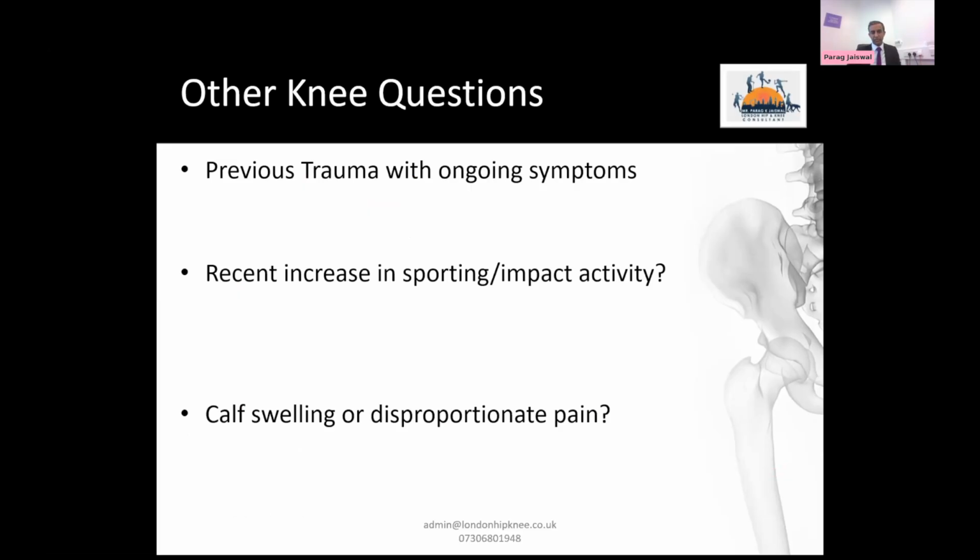Okay, other knee questions. If they've had previous trauma with ongoing symptoms and they've had no previous imaging, what are you concerned about?